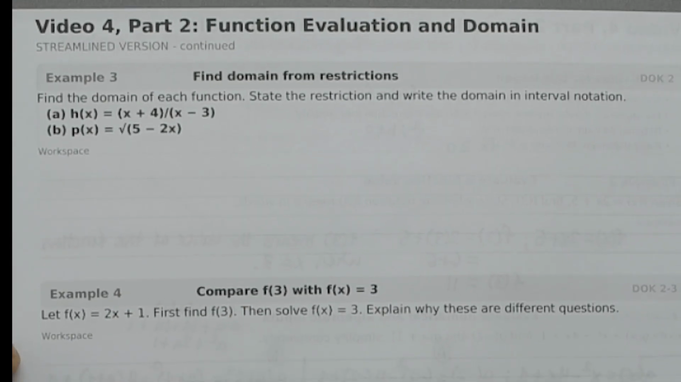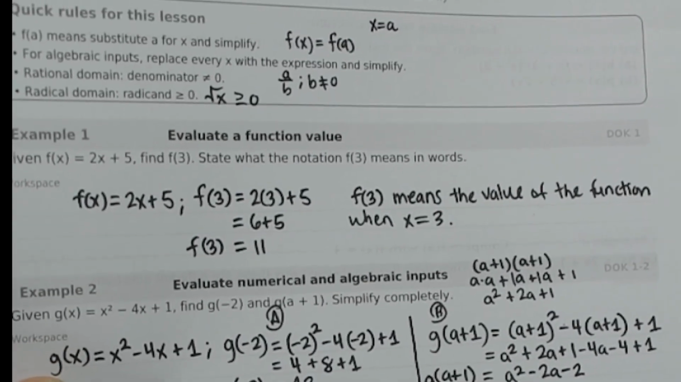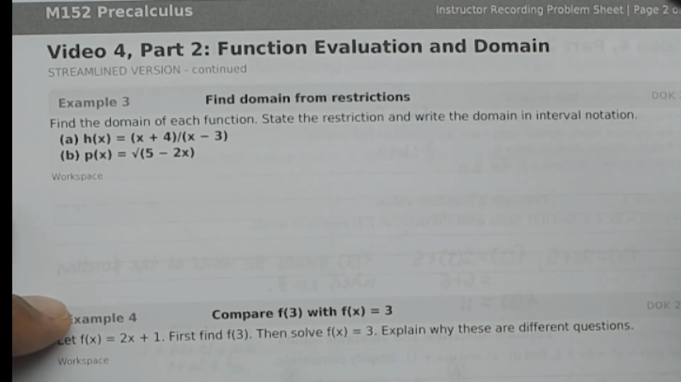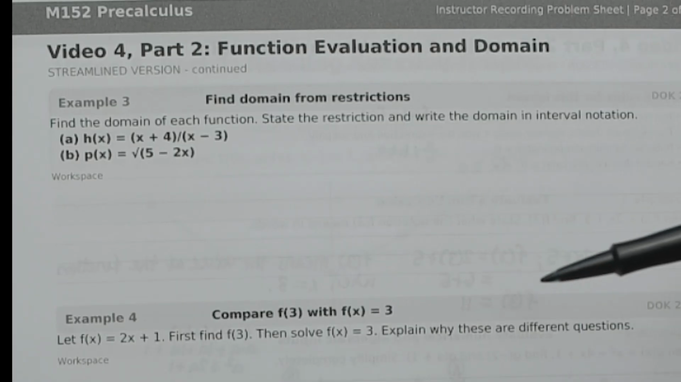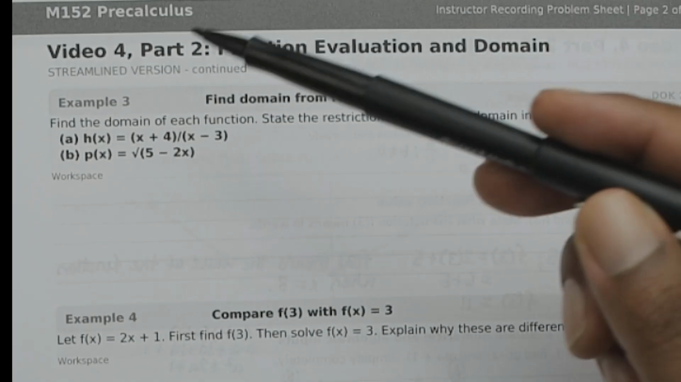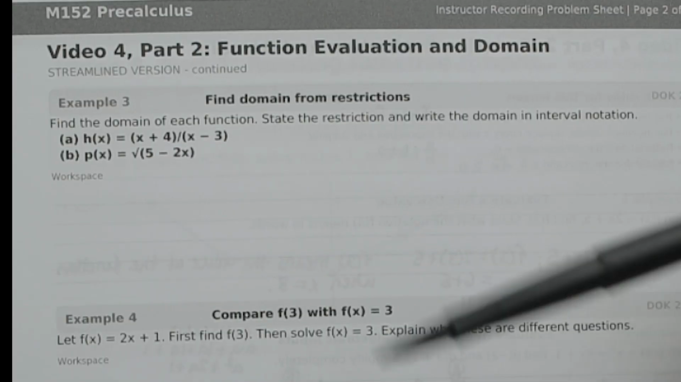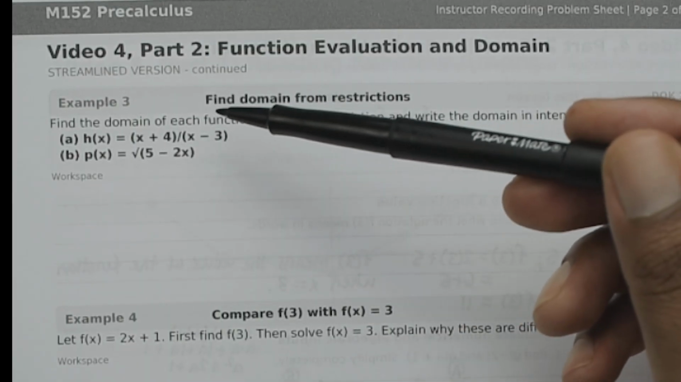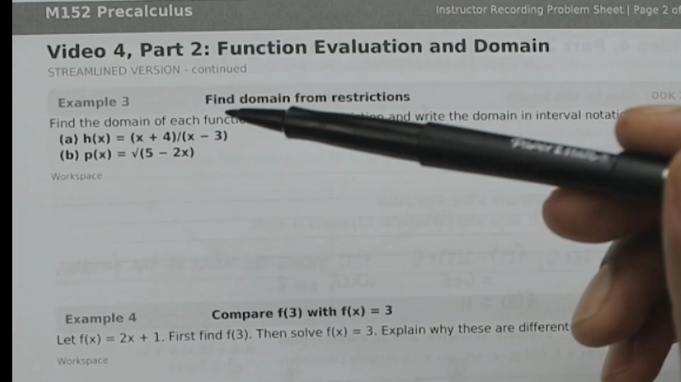All right. Now, when we're looking at example number 3, here it says find the domain of each function and then state the restriction and write the domain in interval notation. Okay, so we have part A, which is h of x equals x plus 4 divided by x minus 3, and then we have p of x equals the square root of 5 minus 2x. Okay, so let's first of all deal with the rational function. This is a rational function.